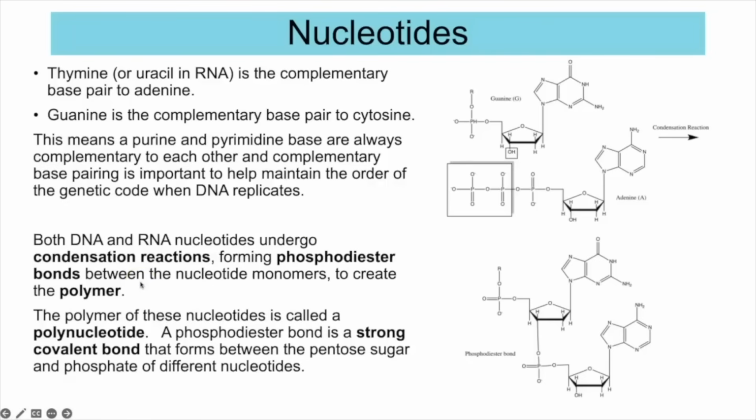Both DNA and RNA nucleotides undergo condensation reactions to go from having the nucleotide to the polymer chain. And it's a phosphodiester bond that forms between the adjacent nucleotides to create that polymer. The polymer of these nucleotides is called a polynucleotide, and that phosphodiester bond is a really strong covalent bond, and that forms between the pentose sugar, which would be deoxyribose in DNA or ribose in RNA, and the phosphate of a different nucleotide. So it'd form between the phosphate group and the pentose sugar.